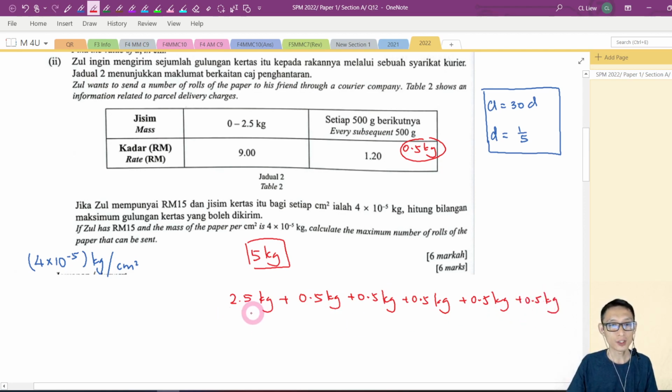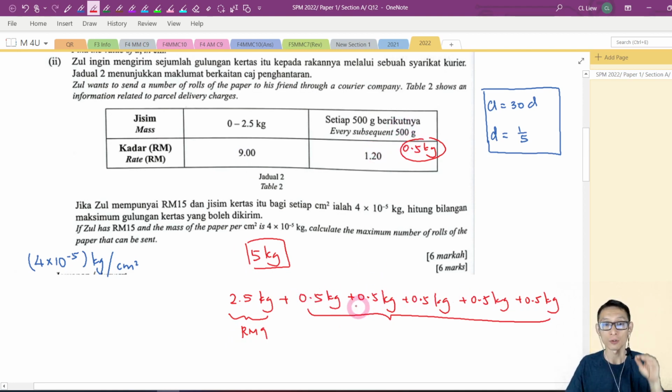Okay, so this is 9 ringgit, RM9. And this here will be 1, 2, 3, 4, 5. 0.5 kilogram will charge you 1 ringgit and 20 cents. So now you have 5 times of 0.5. So it will be 5 times RM 1 ringgit and 20 cents, right? So this is the total charges.